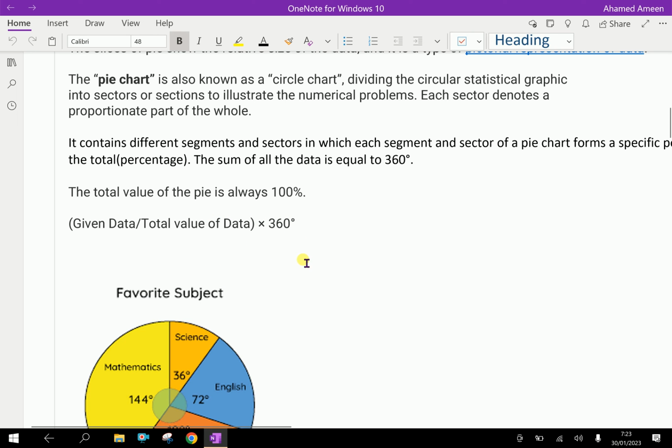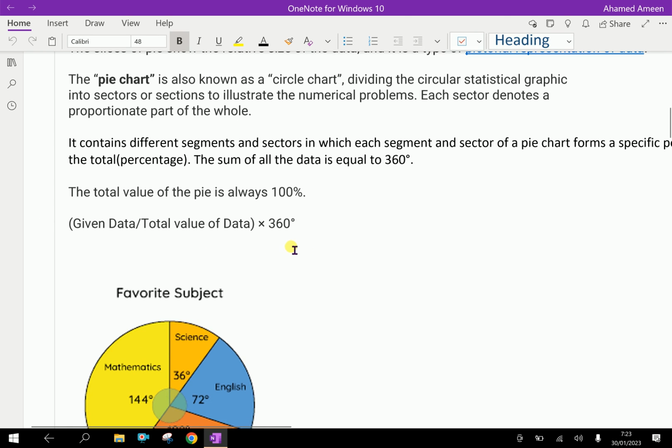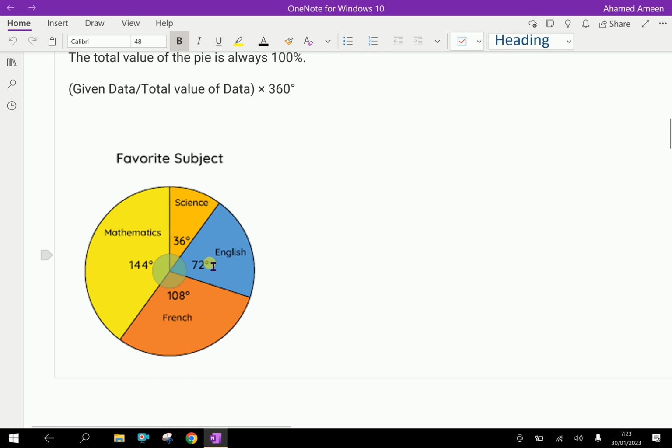How to calculate the degree for each sector? That is, the given data divided by the total value, multiplied by 360. Suppose a tabular column is given for some data, that is, subjects taken by some students in schools: English, science, mathematics and French. Here some data are given.